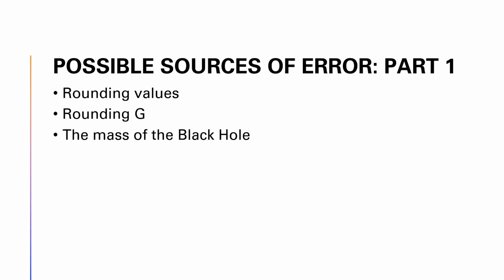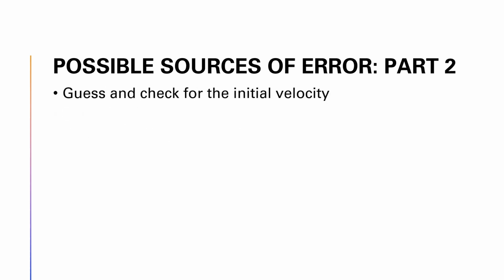Some possible sources of error in part 1 were the rounding of our values, the rounding of G, and the mass of the black hole, as it was not consistent through every iteration that it went through. The possible sources of error for part 2 were the guess and check method that we used to try and compute the initial velocity, which could have brought up many different values depending on how close you wanted to get to the black hole or how far you wanted to be from the black hole.